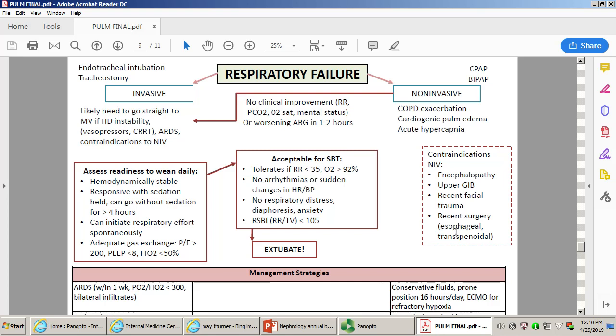If somebody's had recent facial trauma or surgery, like a transsphenoidal surgery for a pituitary resection, you're not going to be wanting to put a BiPAP mask on them, right? You're going to cause pneumocephalus. So you're just going to intubate them.